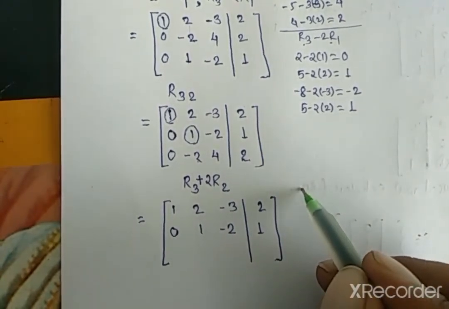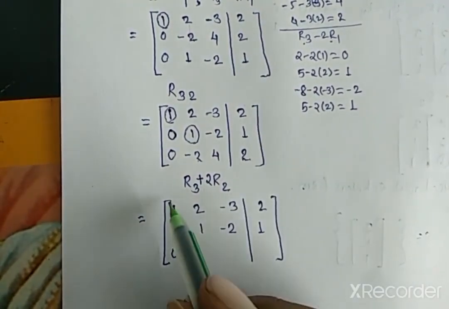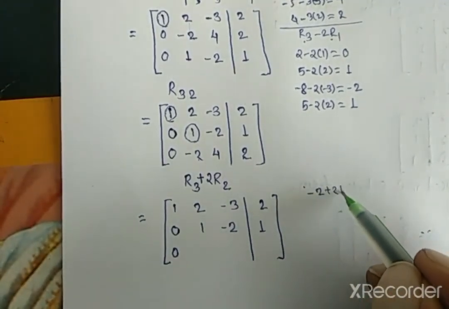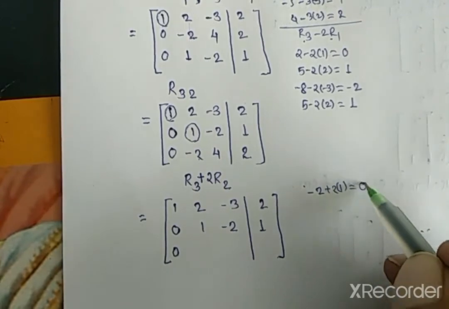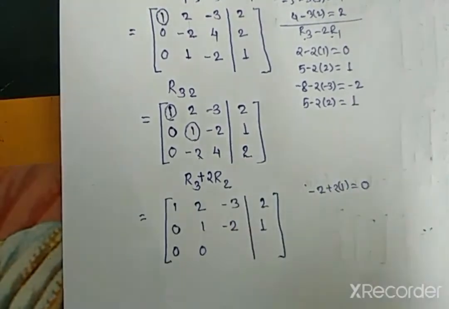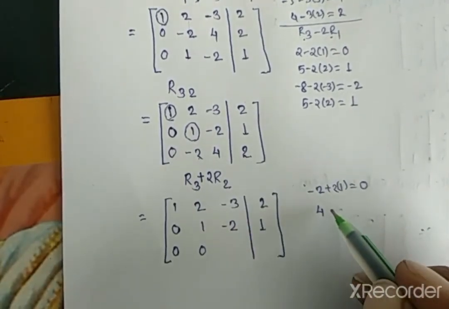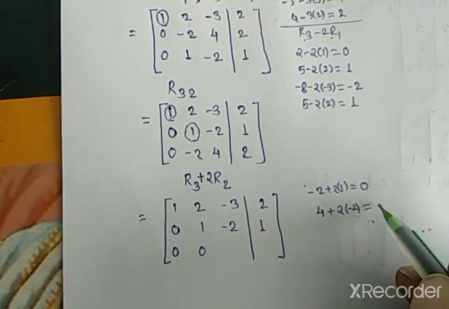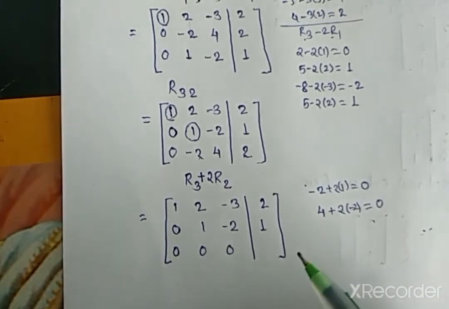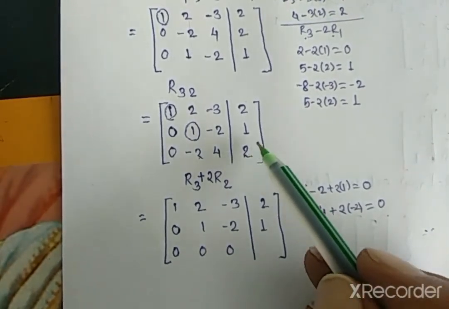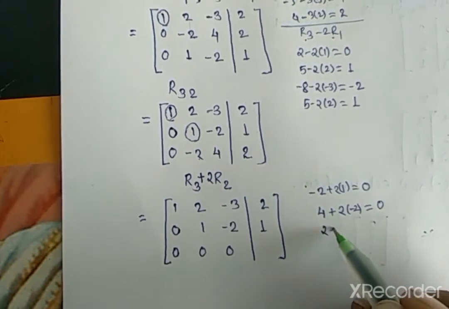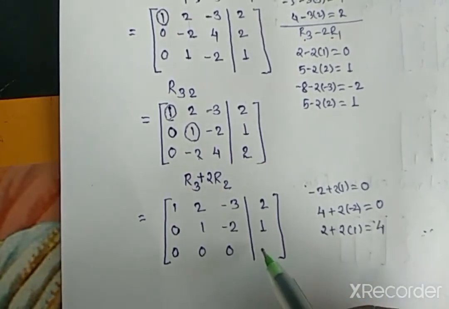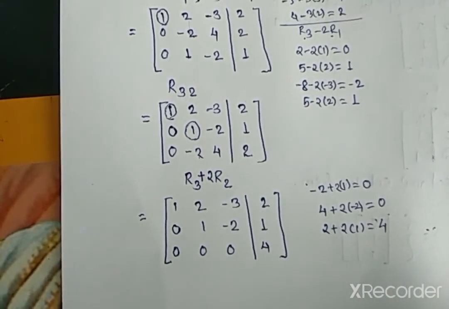First it is 0 in both R3 and R2, so it will be 0. Next it is minus 2 plus 2 into 1, which is minus 2 plus 2, a 0. Next it is 4 plus 2 into minus 2, which is 4 minus 4, which is 0. And here it is 2 plus 2 into 1, which is 4. So it is equal to 4.